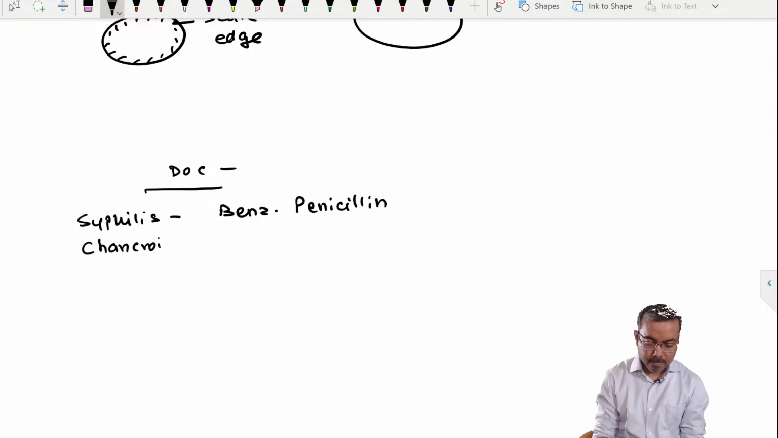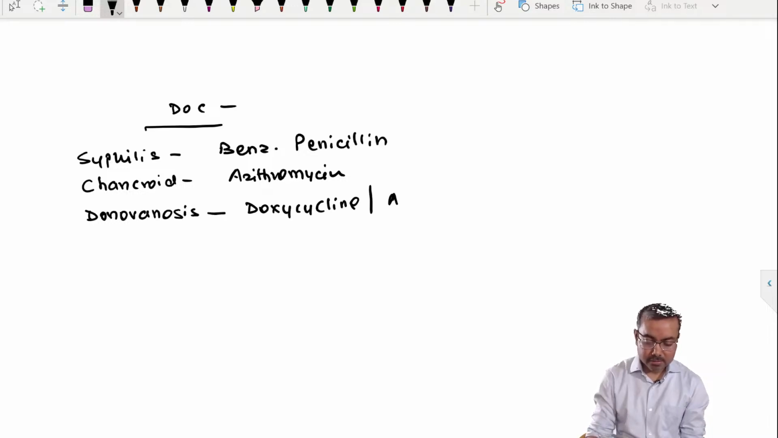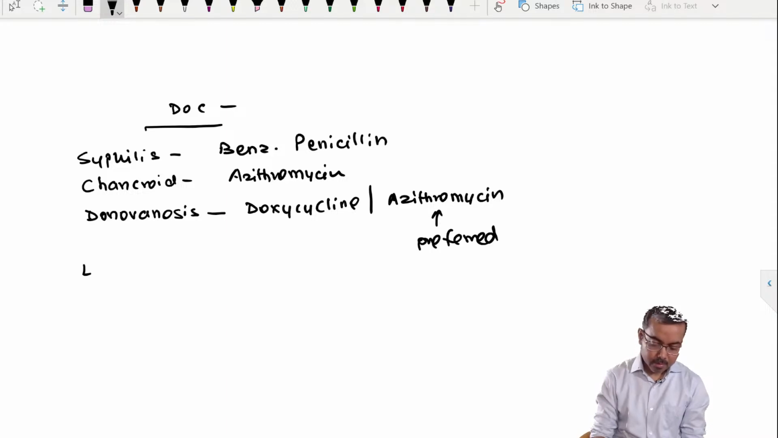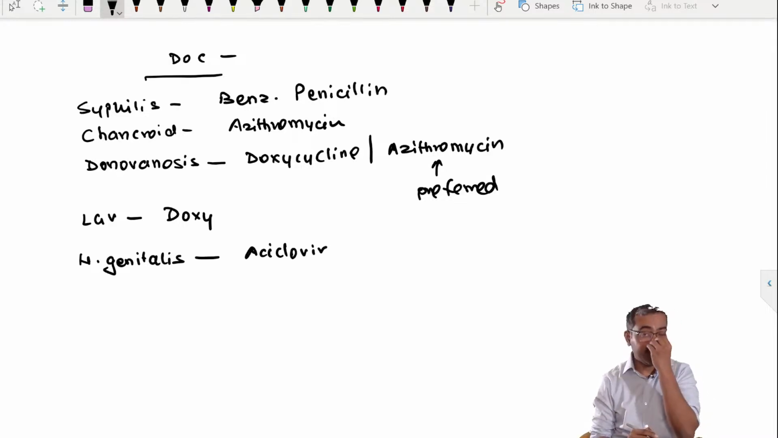Chancroid, drug of choice, azithromycin. Donovanosis, doxycycline or azithromycin; in this, azithromycin is preferred. LGV, doxycycline. Herpes genitalis, it's going to be acyclovir.